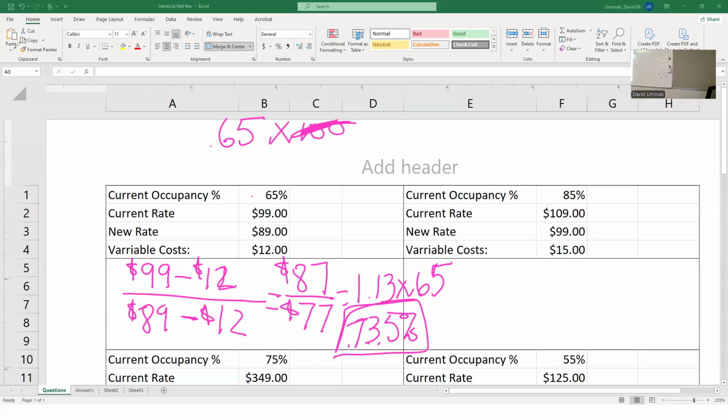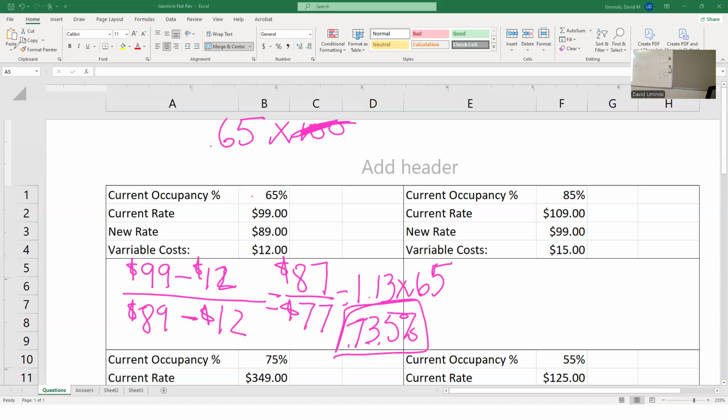Stupid question, just to make sure. Not a stupid question. So the 73.5, that's all I'm doing: if I lower the rate by $10, I'm increasing the occupancy. I have to get to the occupancy that's based on this formula in order to have the identical net revenue, to be able to make the same amount of money, like break even. Yeah, exactly.